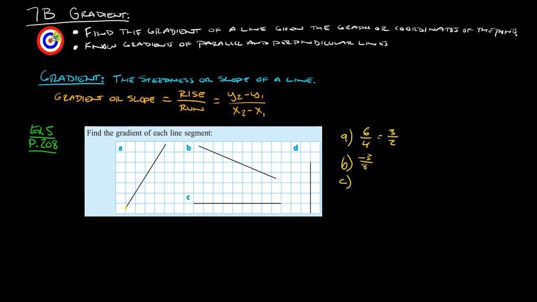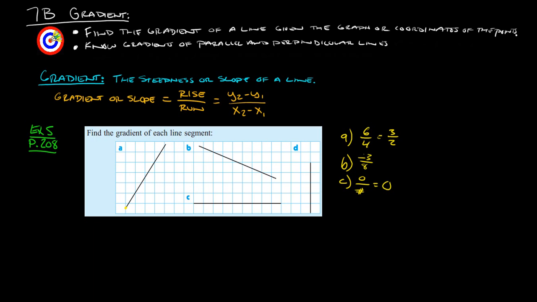For C, start on the left, go to the right, it's up none, and then over some number, so 0 over anything will always give you 0. So if it's a horizontal line, it's got a slope of 0.